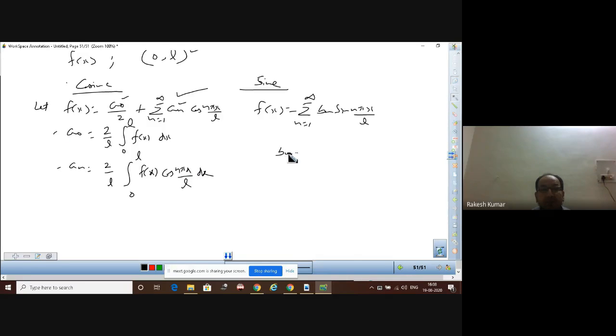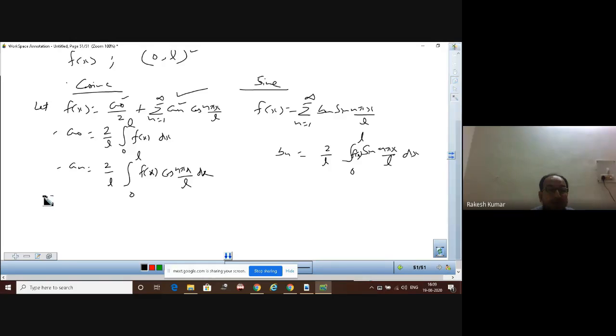Similarly, we can find bn also, that will be 2 over L, integral from 0 to L of f of x into sine of n pi x over L dx. So these are the formulas to find the half range sine series and half range cosine series.